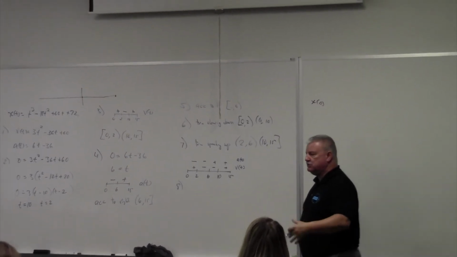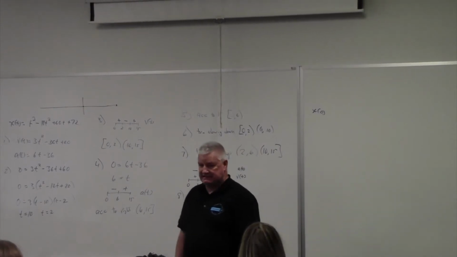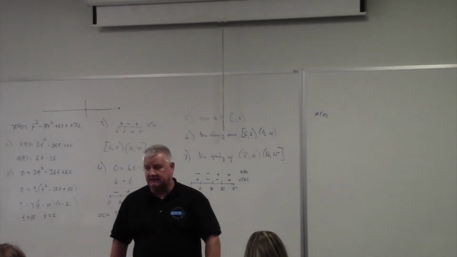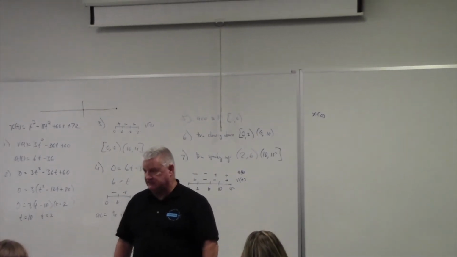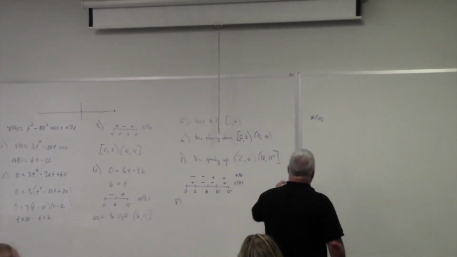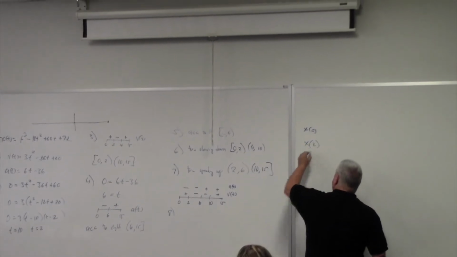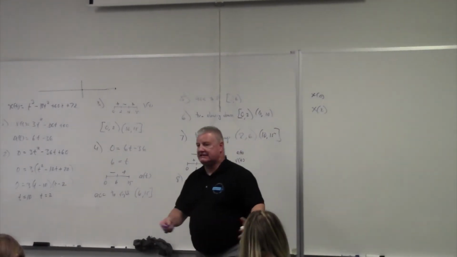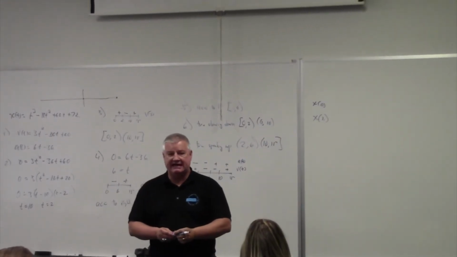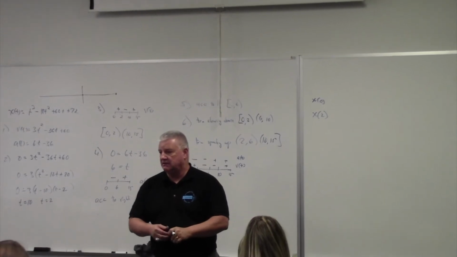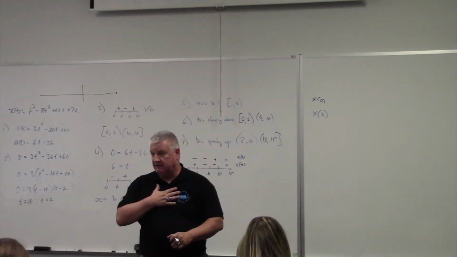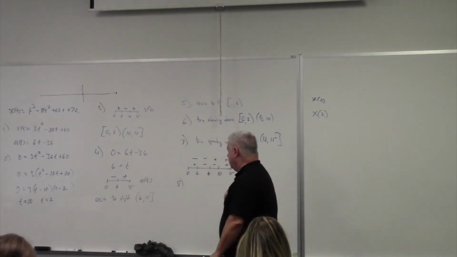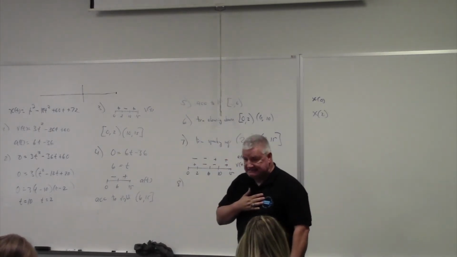Now, how could you describe what x of 0 is? That's right, that's the initial position. All right, x of 2. Now, in the context of the problem, what is that? X of 2, that's when I finally got stopped. Okay? How about x of 6?